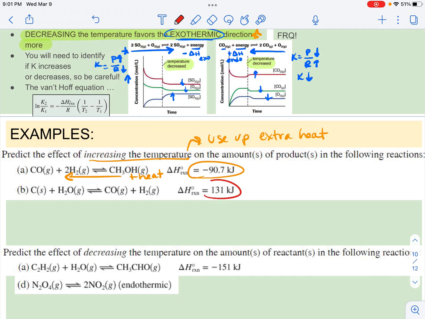All right, let's do another one. This one's a positive delta H, which means this is an endothermic reaction as written, so the heat is on the left. Increasing the temperature means it's going to use up the heat and shift to the right.